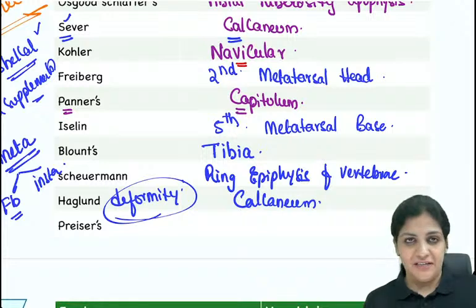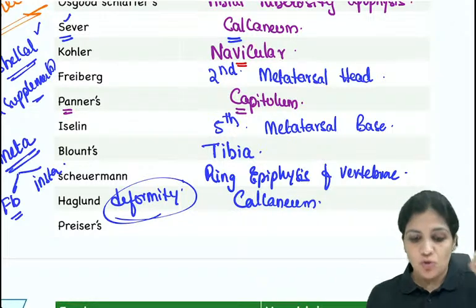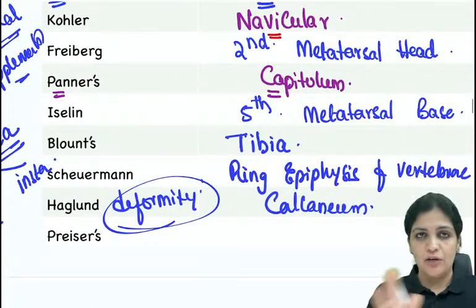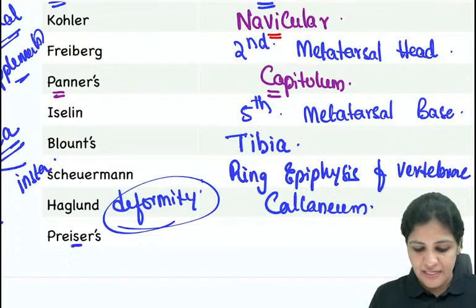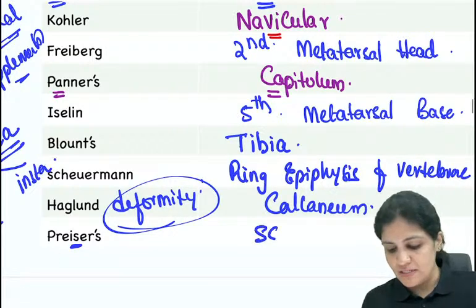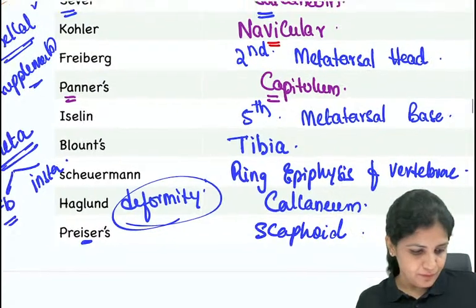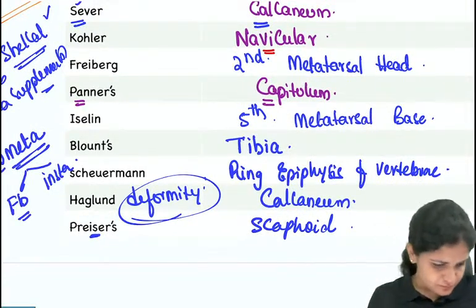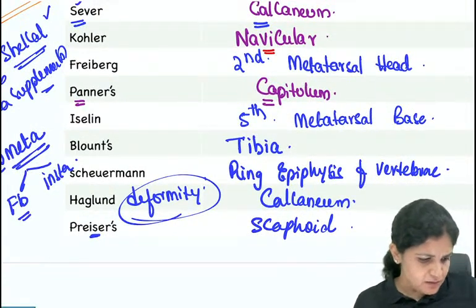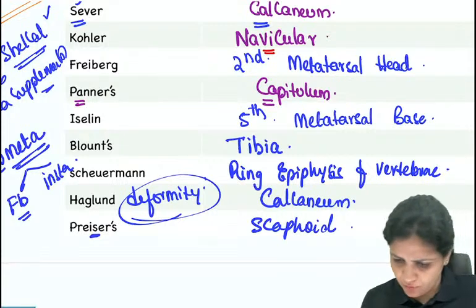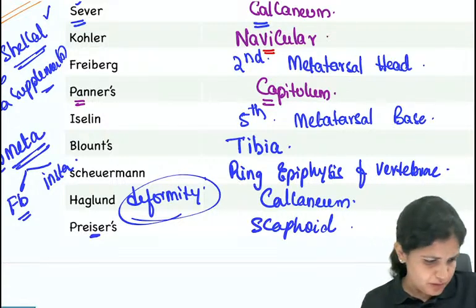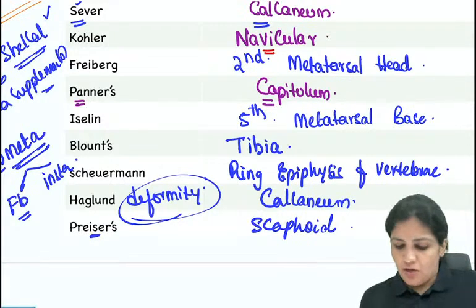Then what is Preiser? Preiser is like Panner's. In Preiser's pan card, we already know that Panner's is capitulum. In Preiser we have S, and that is your scaphoid. Head. What is head? Pratyusha, head for what? Freiberg, huh? Okay. So Preiser is scaphoid.